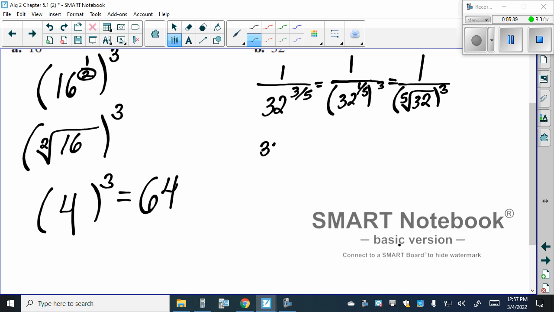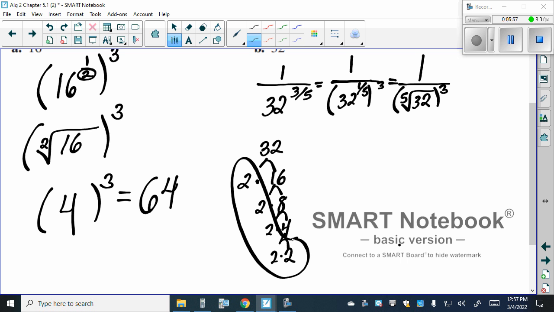There are different ways we can do it, and one of them is a factor tree. So we can say 2 times 16, which is 2 times 8, which is 2 times 4, which is 2 times 2. Well, that gives us 2 a total of 5 times, yes? So the 5th root of 32 is 2. And since that did come out to a whole number, we could have taken the 5th root of 32 in the calculator and it would have told us that it's 2.